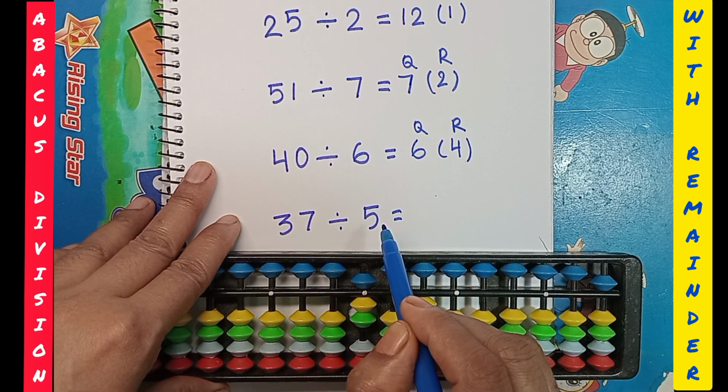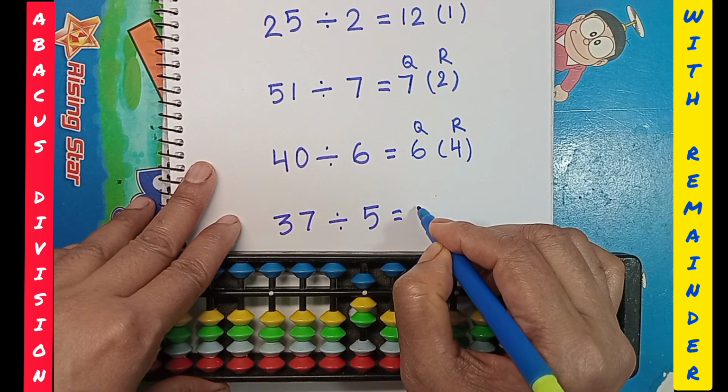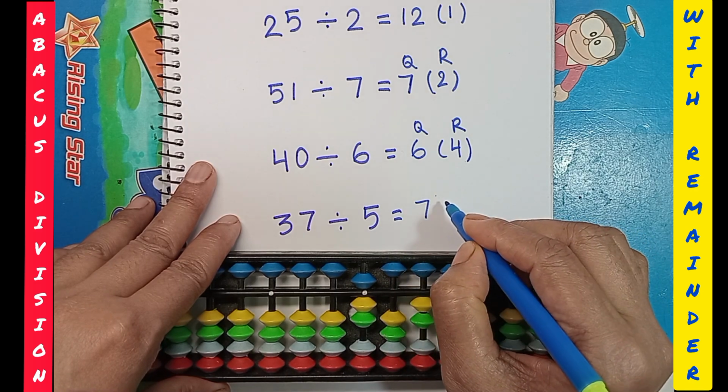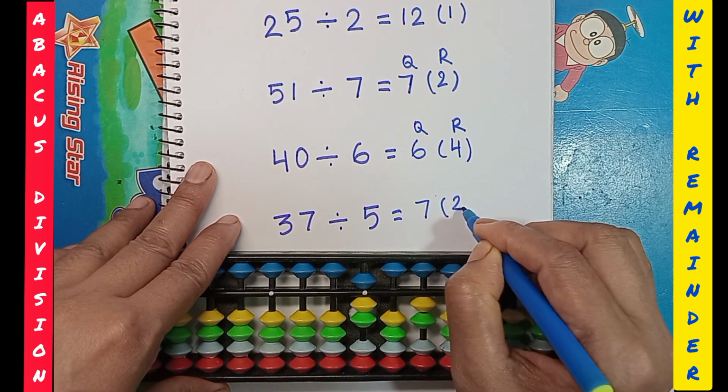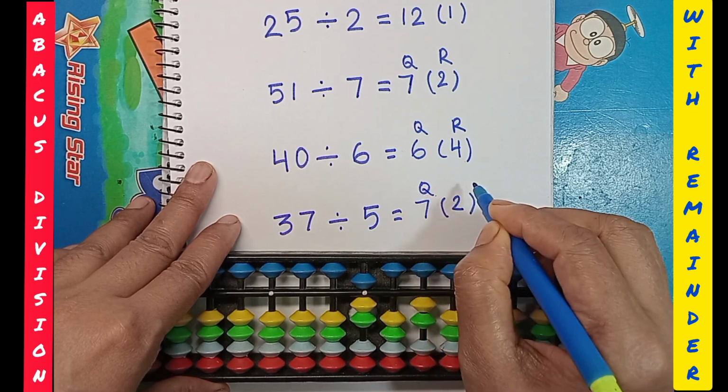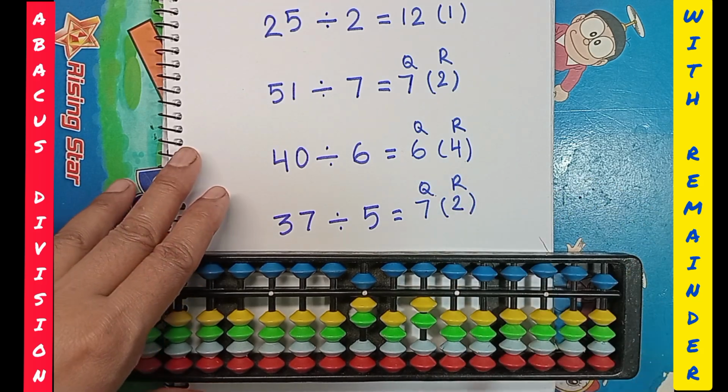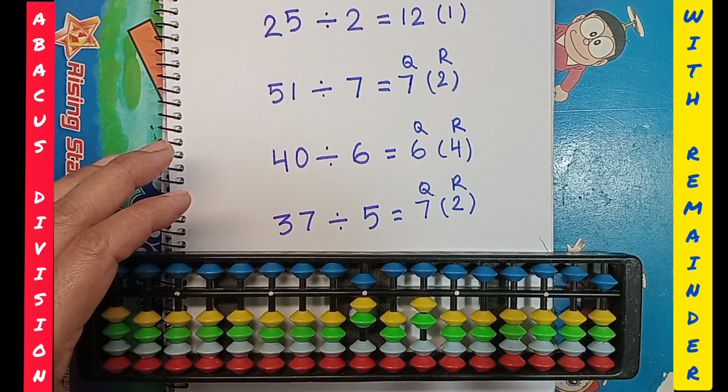37 divided by 5 is equal to 7, within bracket 2. This is the quotient. This is the remainder. I hope you have got your answer, Jasmine.